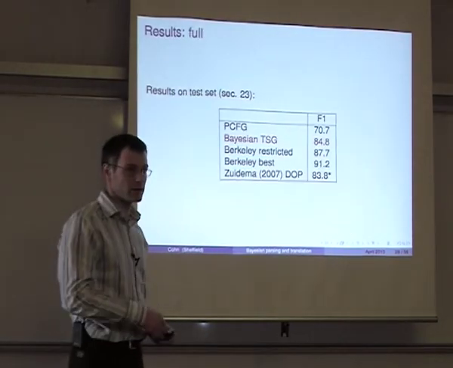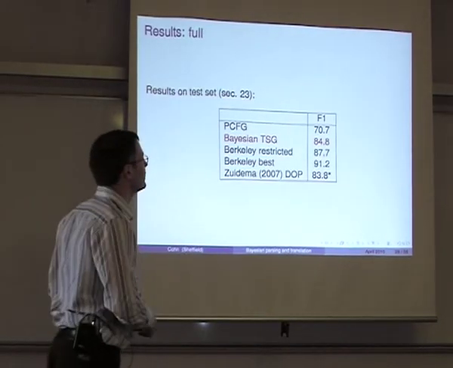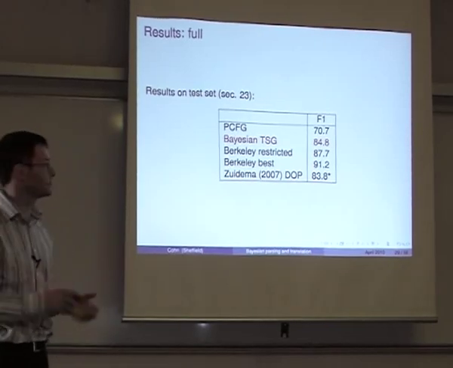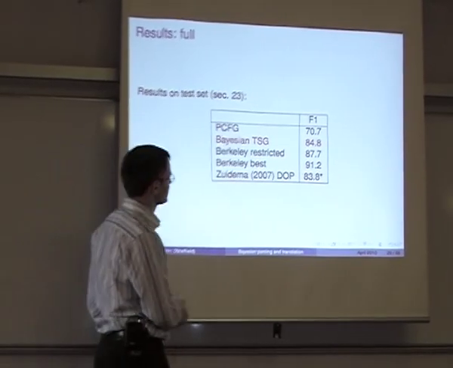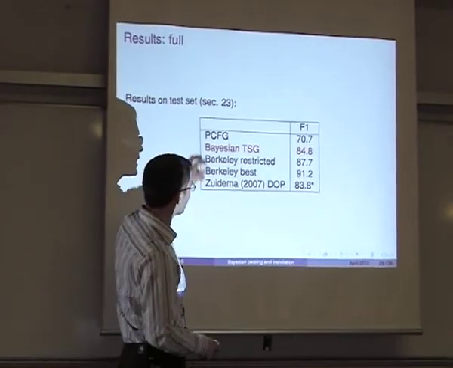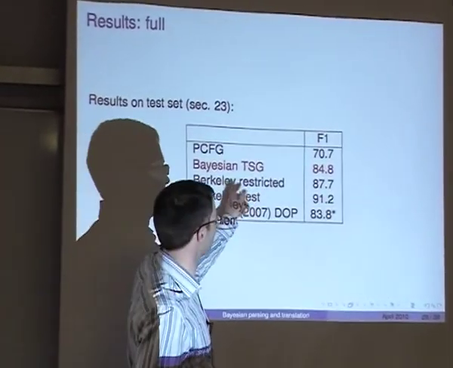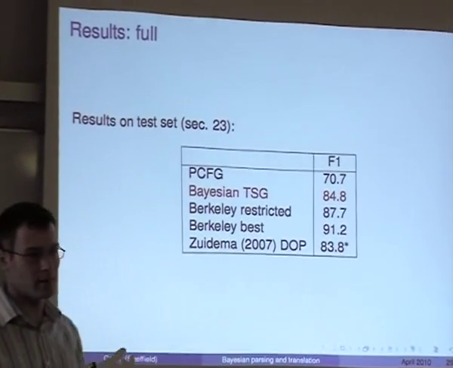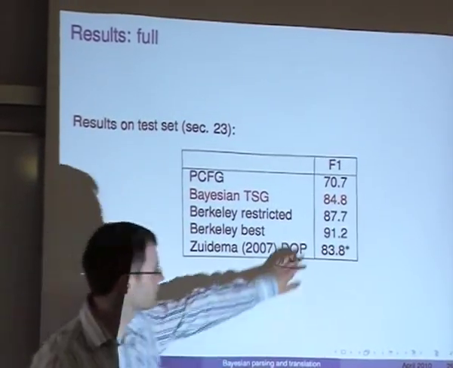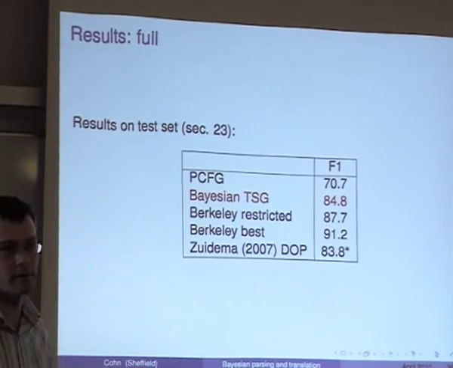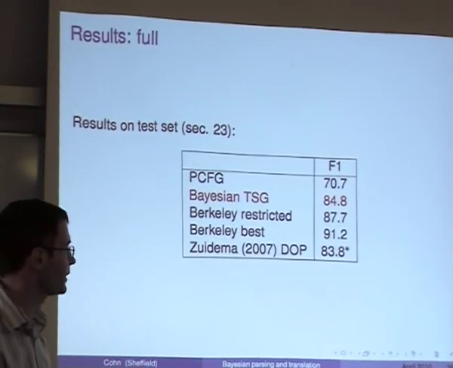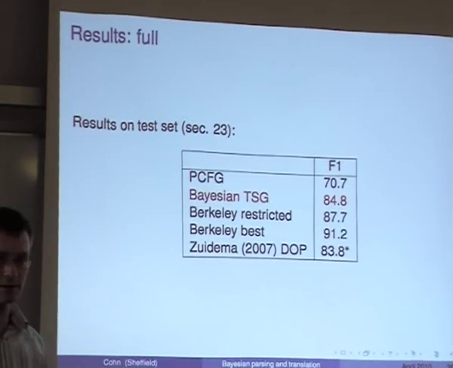Now, sadly, that doesn't carry over to the full data set, and this is a case for future work. But in this case, what we see is our model outperforms a PCFG by quite a lot. If we run the Berkeley parser in restricted mode, so it looks like our model, with the same data representation, it does 2 or 3 F points better, so there's definitely room for improvement there. I think it's largely a question of the inference method.